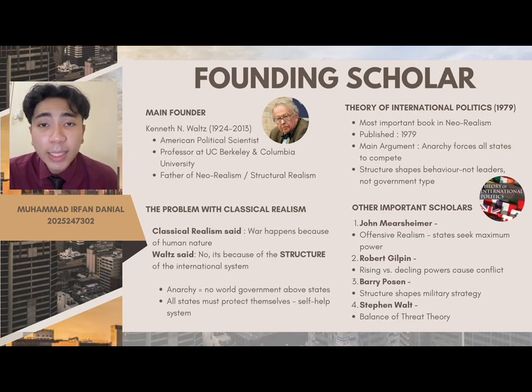The structure creates pressure on all states to compete, to balance against rivals, and to prioritize their own survival. The other key neorealist scholars: the first one is John Mearsheimer. He is a professor at the University of Chicago and is probably the most well-known neorealist today. His most famous book is The Tragedy of Great Power Politics, published in 2001.